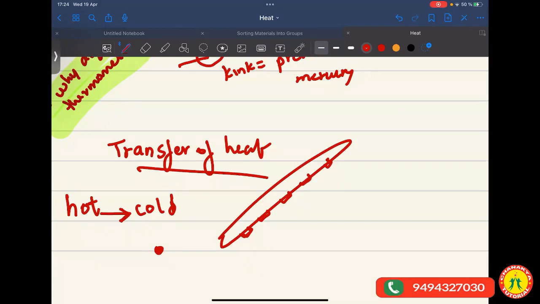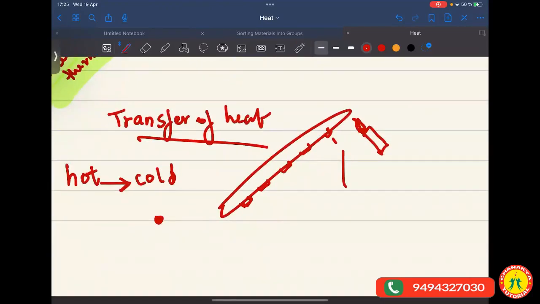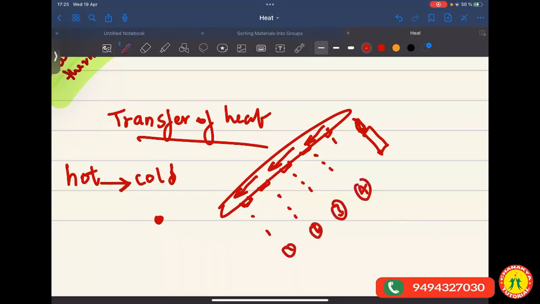Now you're going to heat the other end of the rod. You will notice that this wax will start dripping, and slowly this one will also start dripping. So you can see that the heat is flowing like this. So this is wax number 1, 2, 3, 4, 5.